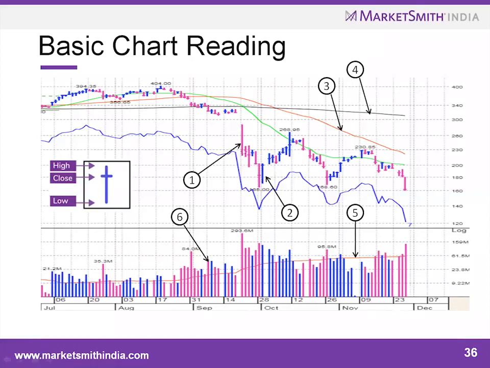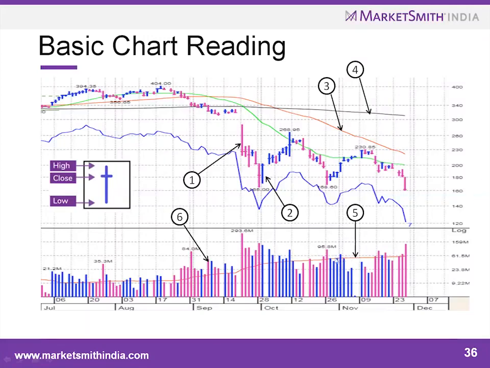So red candles are when the stock is falling down. Correspondingly, you will have a red volume candle. Blue is when a stock is going up, and again the volume will be of a blue color during that particular point of time.